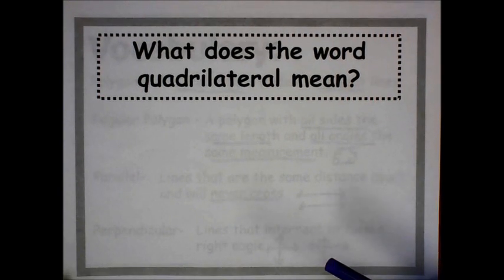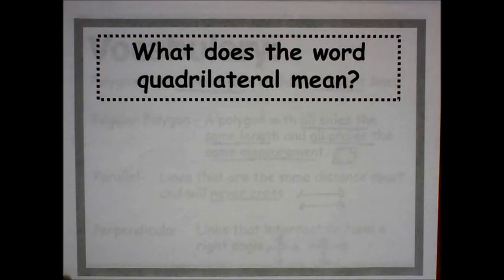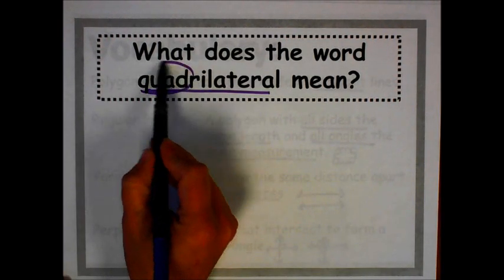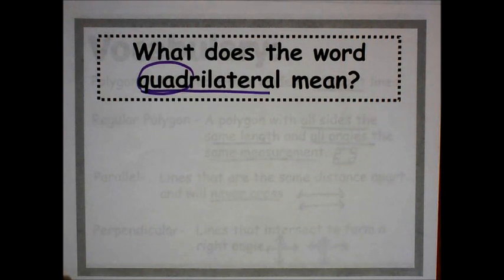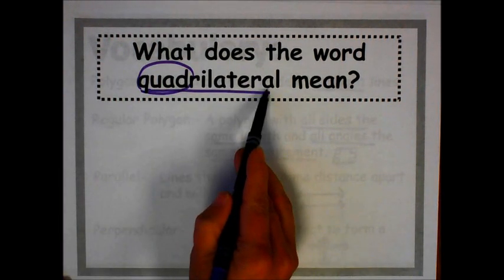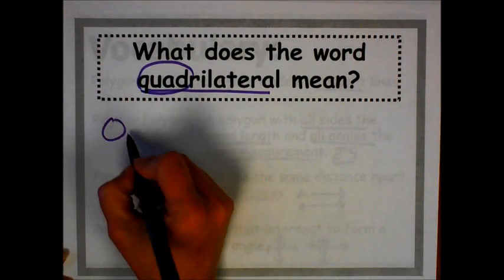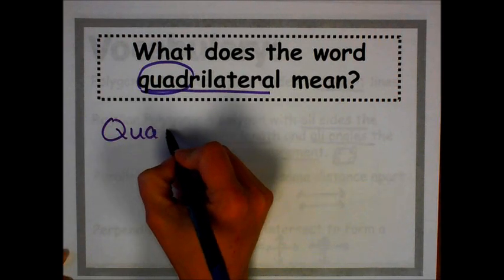In your journal, I would like for you to write, what does the word quadrilateral mean? And then let's talk about what the word quadrilateral really means. Most of you know that the prefix quad means 4. Lateral means sides, so quadrilateral means it has 4 sides. So answer in a complete sentence, please.